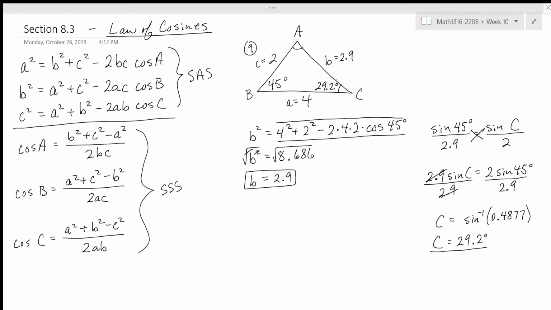Okay, so I've only got one piece left to find. Do you want to use the law of sines or the law of cosines? Or neither? You just want to make them add up to 180? Yeah, good call. So what is 45 plus 29.2 subtracted from 180? How much does angle A have to be?